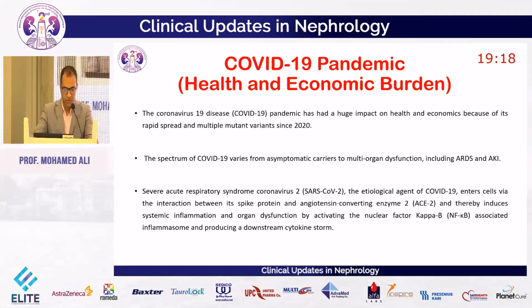the systemic inflammation or dysfunction by activating the nuclear factor kappa B associated inflammasome and producing a downstream cytokine storm. The high-risk group for SARS-CoV-2 mediated critical illness includes those with obesity, diabetes, advanced age, and CKD. Among these, the risk of critical illness was higher in patients with an impaired immune system, such as CKD patients and those undergoing kidney transplantation.